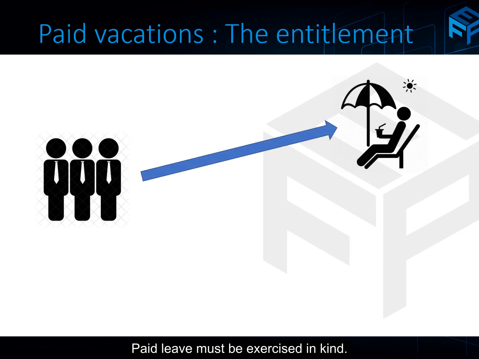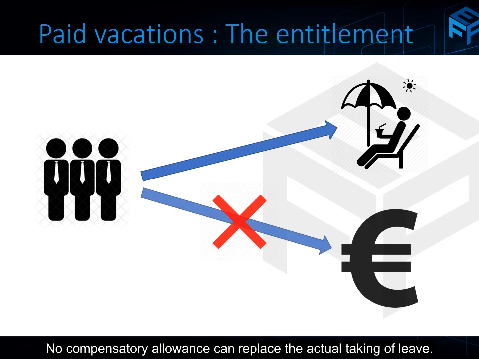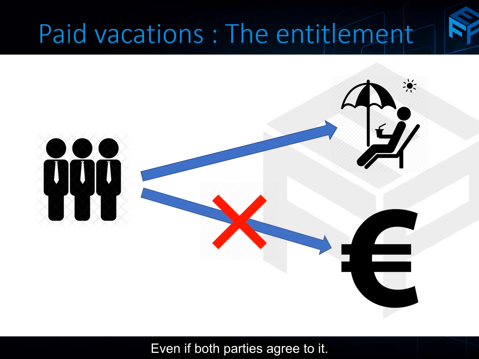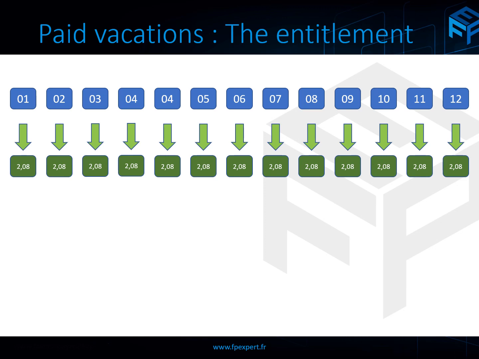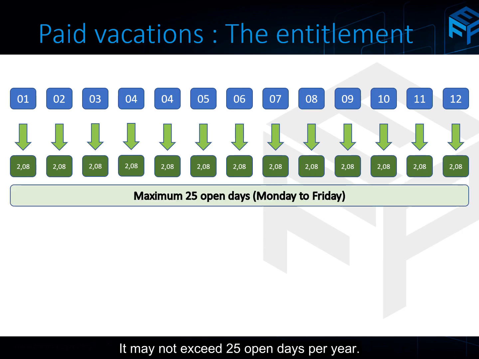Paid leave must be exercised in kind. No compensatory allowance can replace the actual taking of leave, even if both parties agree to it. The employee acquires 2.08 open days of vacation per month of actual work. It may not exceed 25 open days per year.